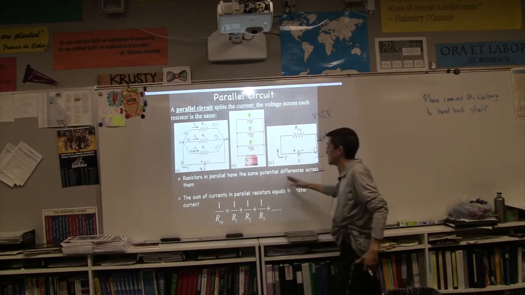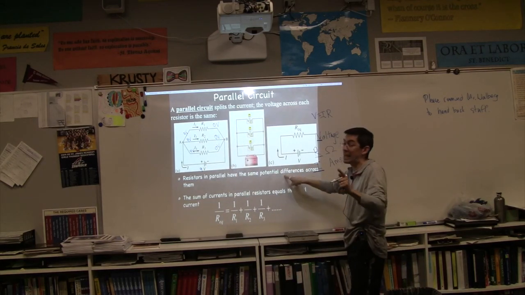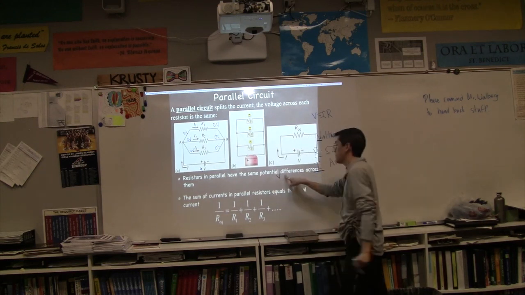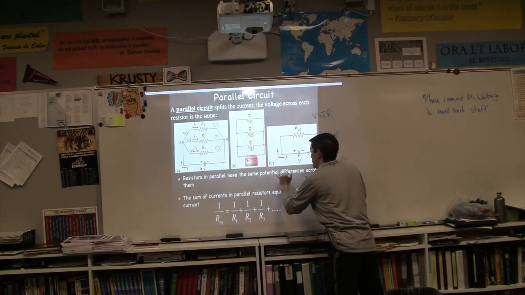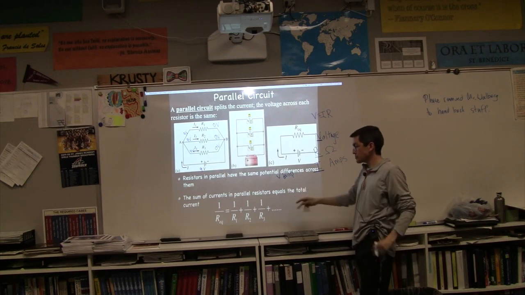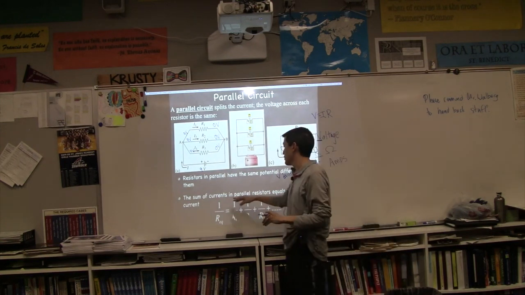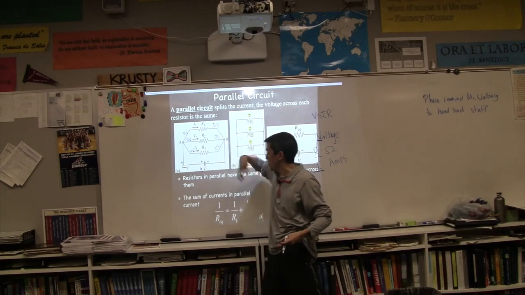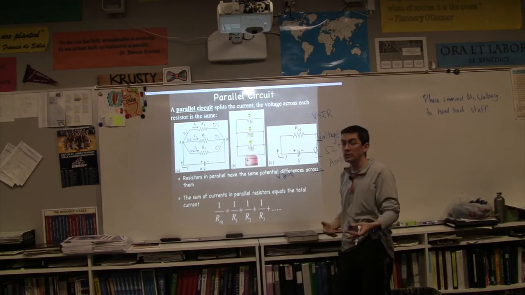So that's what these guys mean. Resistors in parallel have the same potential difference, the same V drop, across them. And then the sum of the currents in each parallel pathway is going to add up to your total current. So that's no big deal.